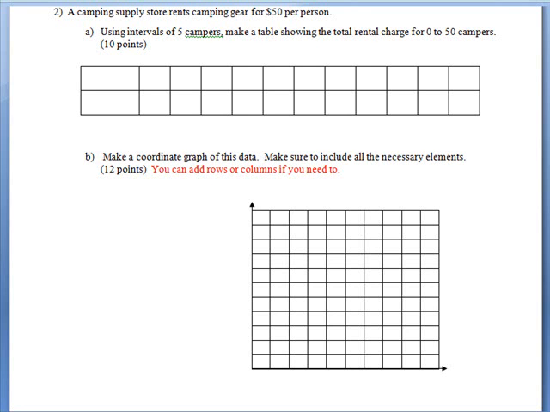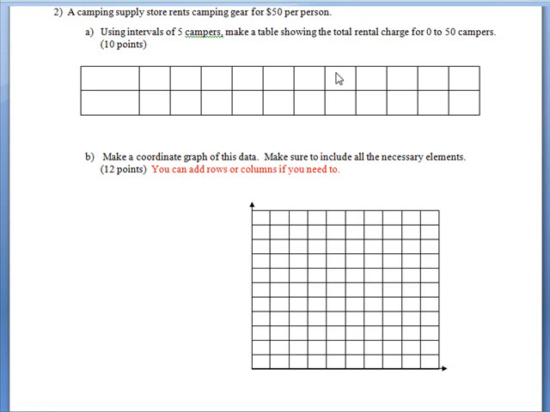The first thing we need to figure out is which is the independent and which is the dependent variable, and what are the actual variables themselves. The two variables are campers and rental charge, or something along those lines. Like if you wrote customers and total costs, that would work. But let's use the words they have, campers and total or rental charge.